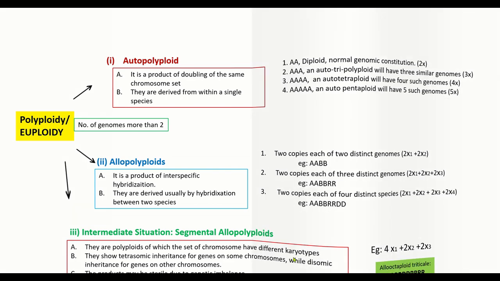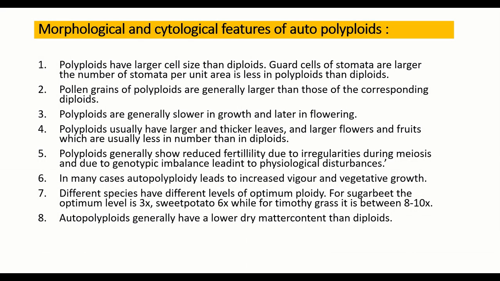Coming to the next slide, we have some of the morphological and cytological features of autopolyploids. These have larger cells than diploids. Guard cells of stomata are larger, and the number of stomata per unit area is less in polyploids than in diploids. Also, the pollen grains in polyploids are generally larger. This may be a consequence of the added extra genome in the polyploid species.